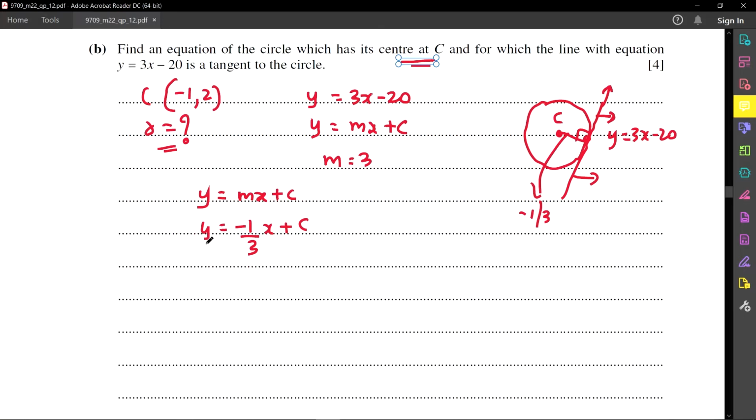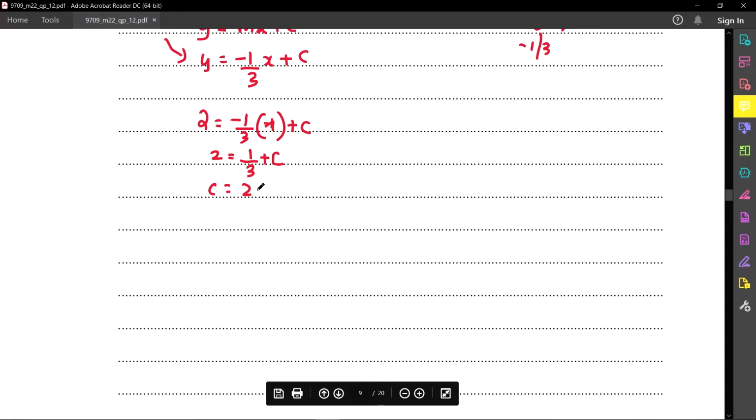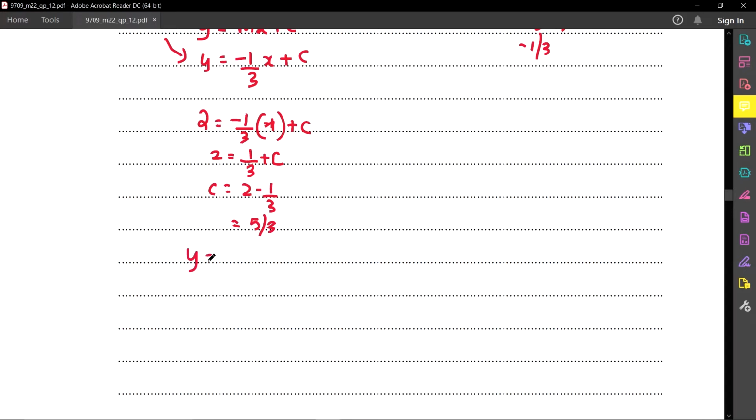You can use the point -1 comma 2 in this. Y is 2, x is -1, plus c. So this will give you 2 equal to 1 by 3 plus c. So c equal to 2 minus 1 by 3, which is 5 by 3. 6 minus 1, 5 by 3. So the equation of the radial line is y equal to -1 by 3x plus 5 by 3.